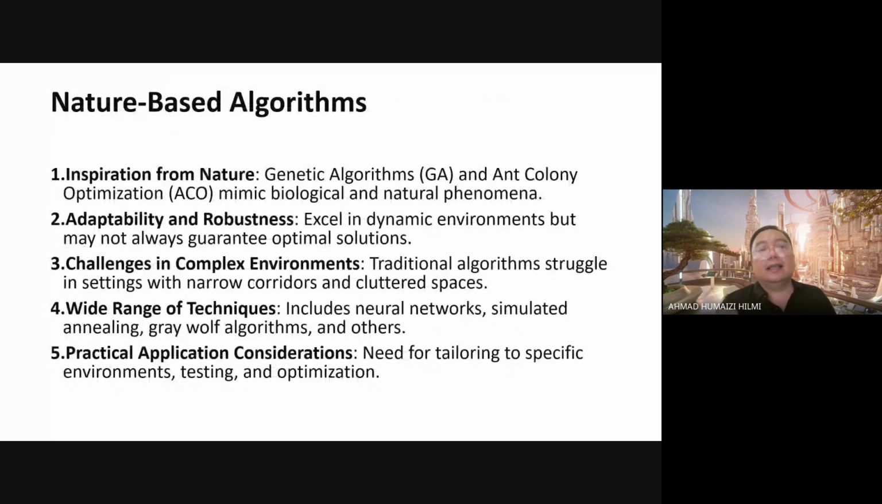And nature-based algorithm, what we have discussed before, like genetic algorithm and ant colony optimization, mimic biological and natural phenomena. There are also neural network, simulated annealing, grey wolf algorithm, and others. What do they mean by a grey wolf? You know about wolves, you have seen the movies about wolves, Disney movies and everything. Wolves go in packs, a group of wolves. They don't communicate with each other. When they come into a different territory, they will fight among themselves for the different territory.